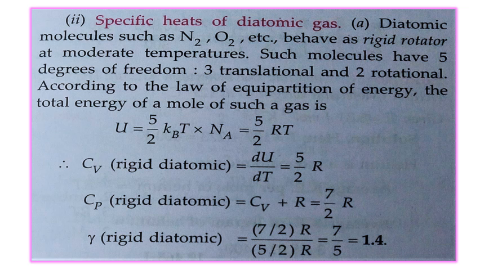Specific heats of diatomic gas. You know that the degrees of freedom are 3 translational and 2 rotational, meaning total 5. So the value of U will be equal to 5 by 2 kBT into N. And by following the same procedure as we have done in the monoatomic case, you will get the gamma value as 1.4.